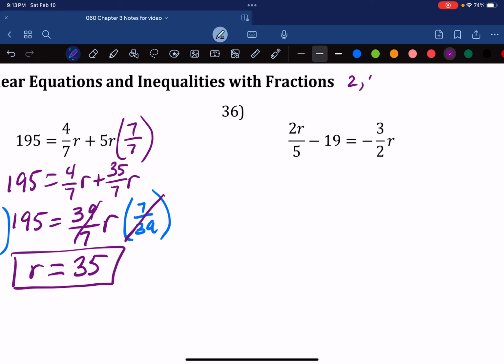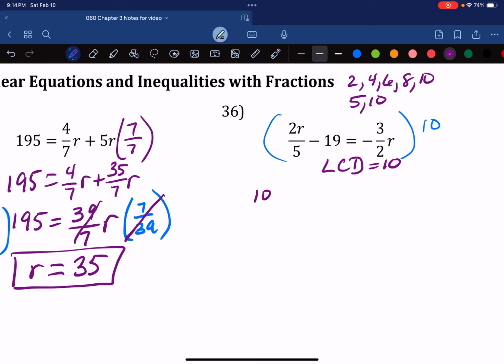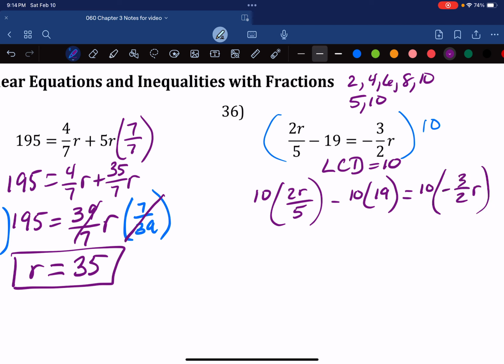If I count by 2s and then count by 5s, we'll see that 10 is the first number they have in common. So my LCD is 10, which means I am going to multiply everything in our equation by 10. We'll multiply the 2r fifths, the 19, as well as the negative 3 halves r.